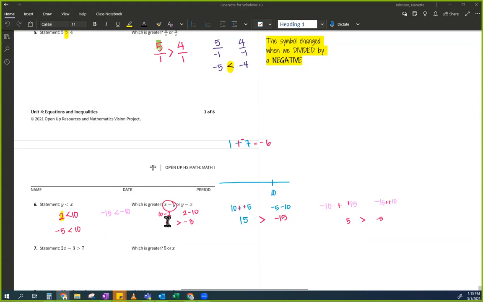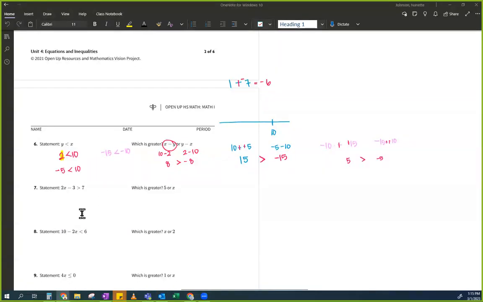Okay. So this one here, which one's greater, 5 or x? So now they want you to start solving this equation. Oh, wait, what happened?